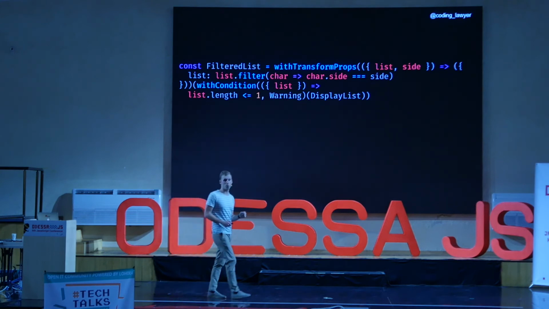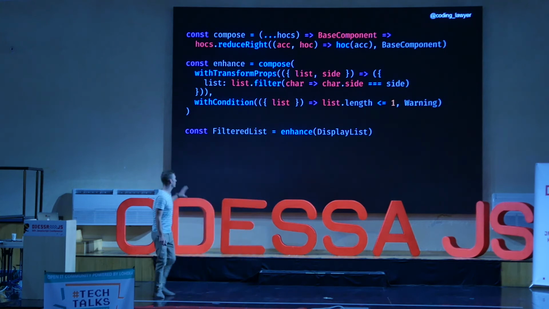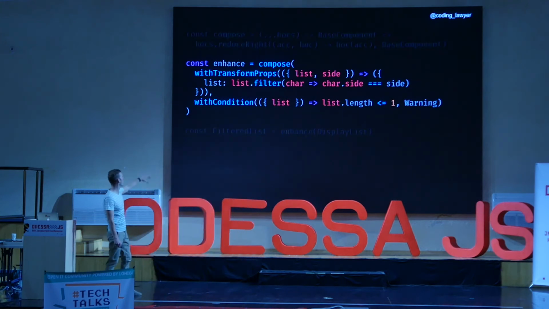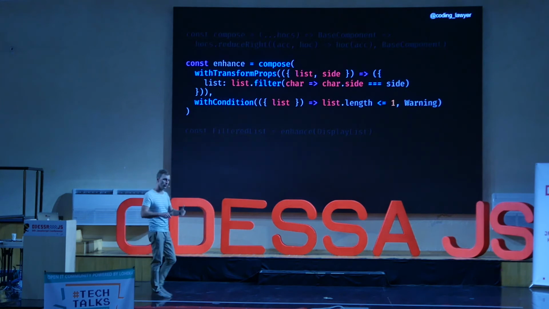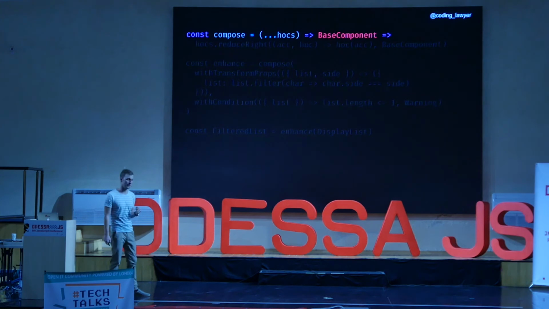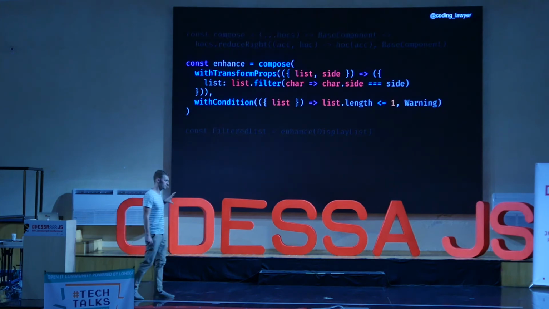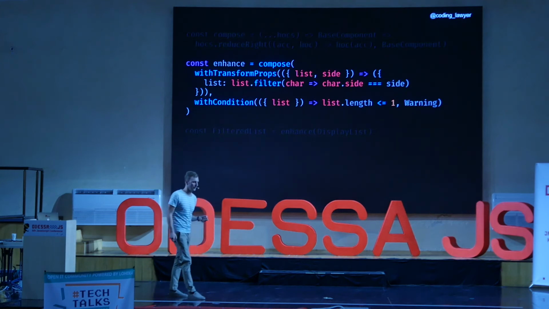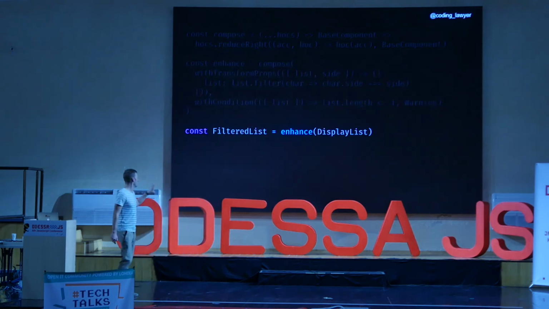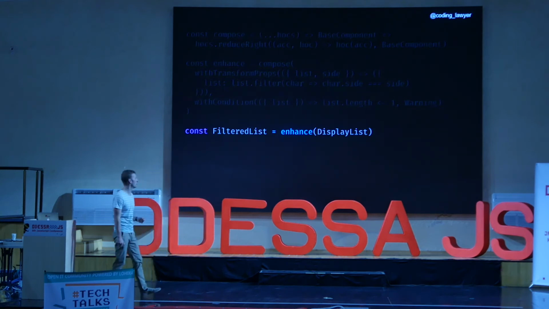We can use the functional programming compose helper for that. So here, we pass our two higher order components to the compose helper. When we do that, we get back a configured higher order component waiting for the base component. And we store this functionality as enhance. I mean, like enhancing something. And in our example, we pass the display list, our presentational component, to enhance and store it as filtered list. Like we are enhancing the display list.